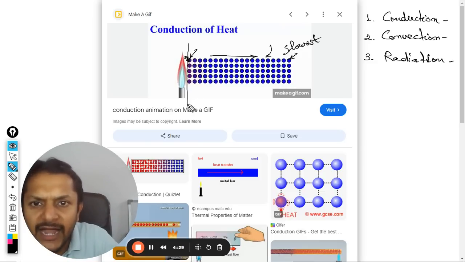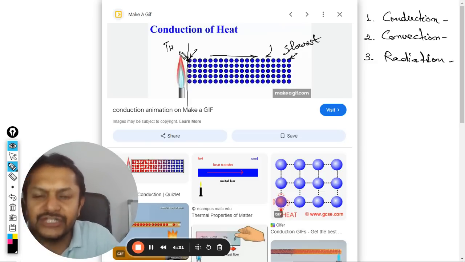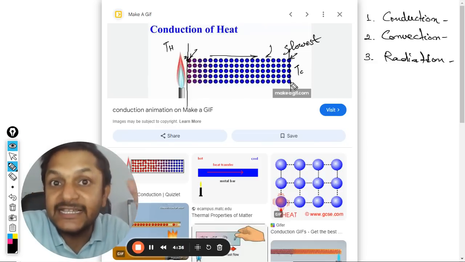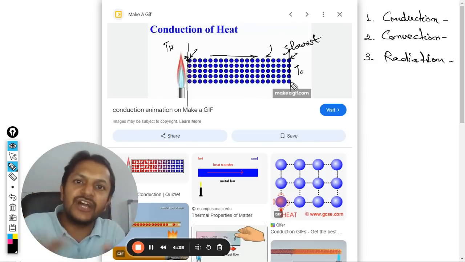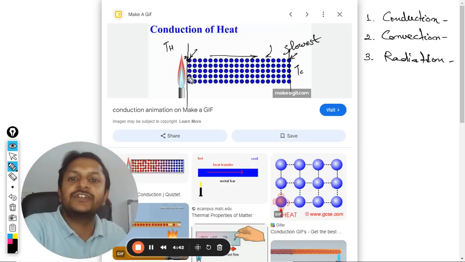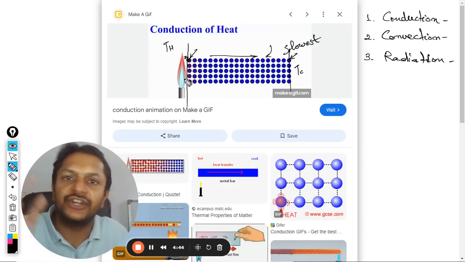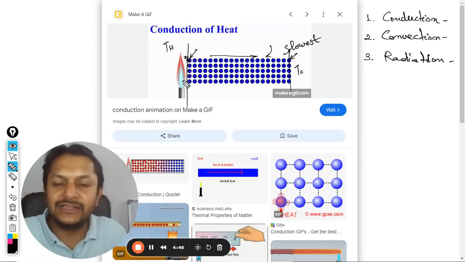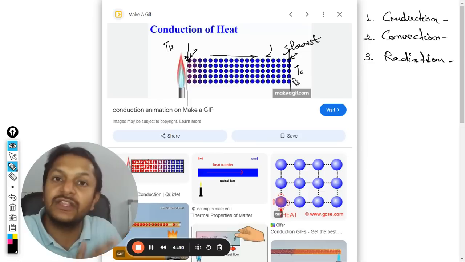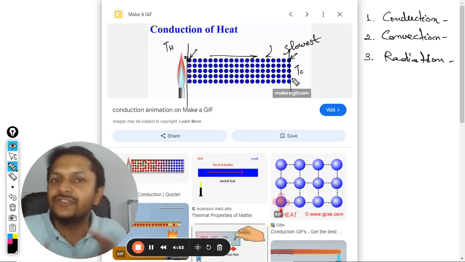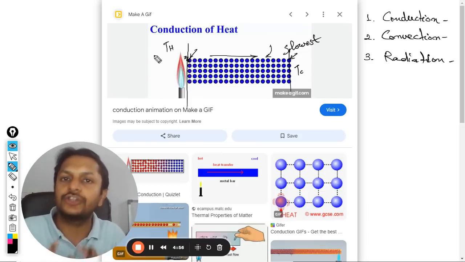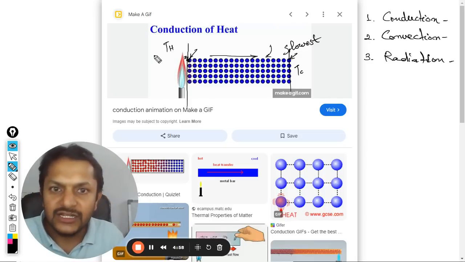So this end, we will say that the temperature is TH. And at this point, we will say that the temperature is TC. These two temperatures are maintained. You can't say that heat has been transferred and so now this end the temperature is reducing. We are not taking up that condition. This temperature is always TC. We will not say that the heat was given and the temperature is rising. That is not in our syllabus. So we will assume that these two temperatures are never changing.